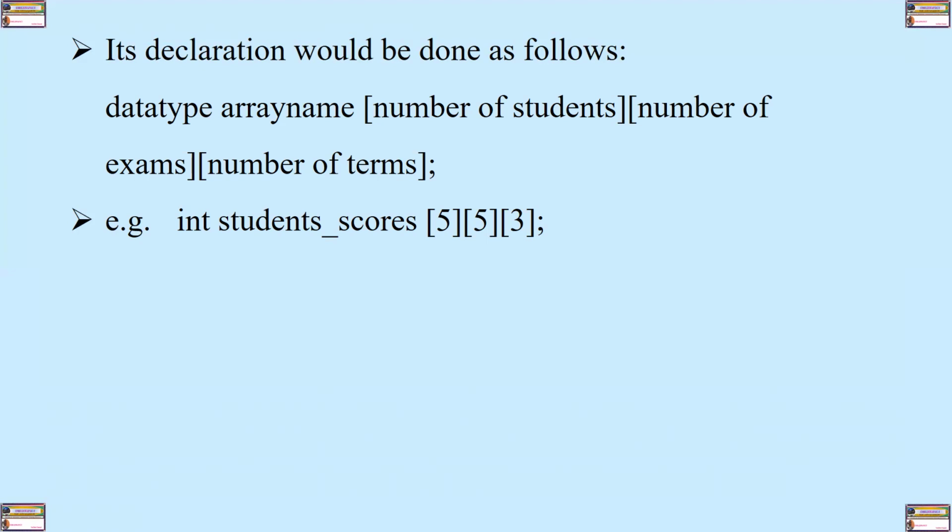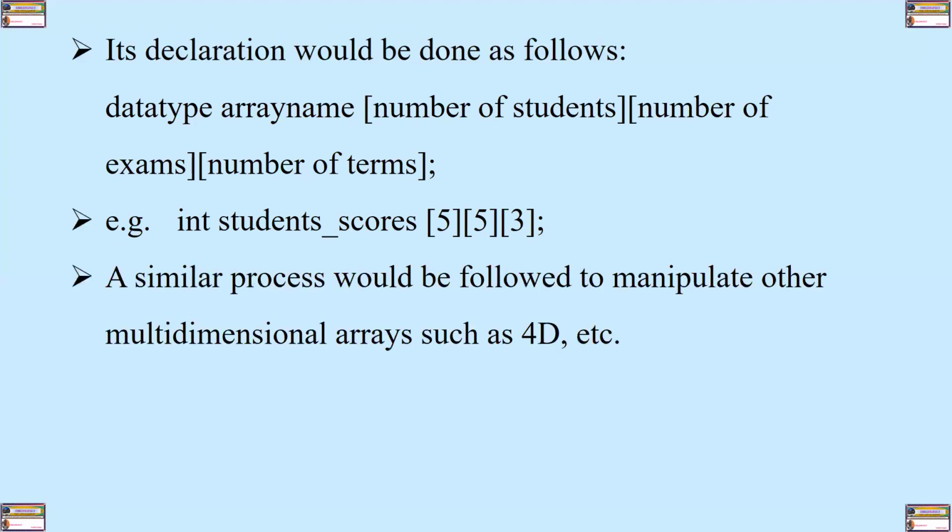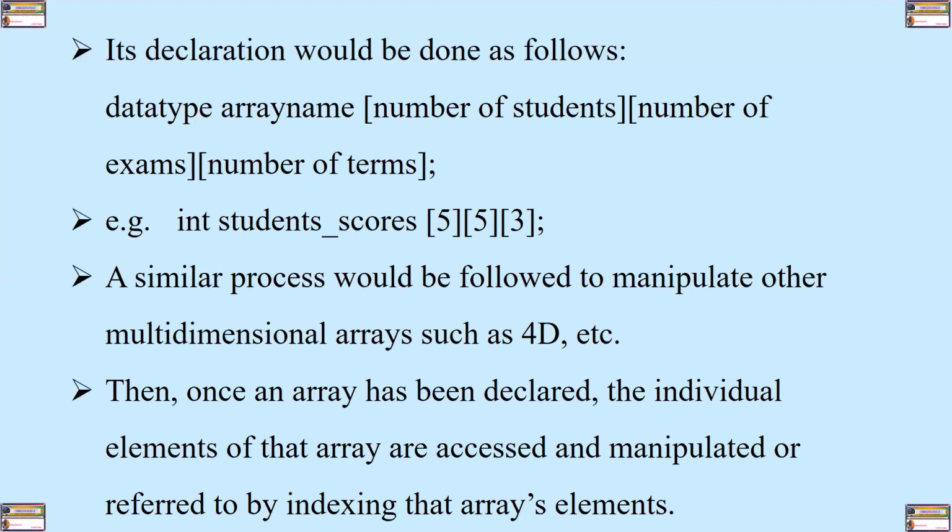5 by 5 by 3, meaning what? There are 5 elements in the first dimension, there are 5 elements in the second dimension, and there are 3 elements in that dimension. What type of data is in each of those dimensions? Whole numbers, integers. But what are we storing in the array? What is the name of our memory that is being set aside to accommodate our elements? Students' scores. So a similar process will be followed to manipulate other dimensions, like 4 dimensions, etc.